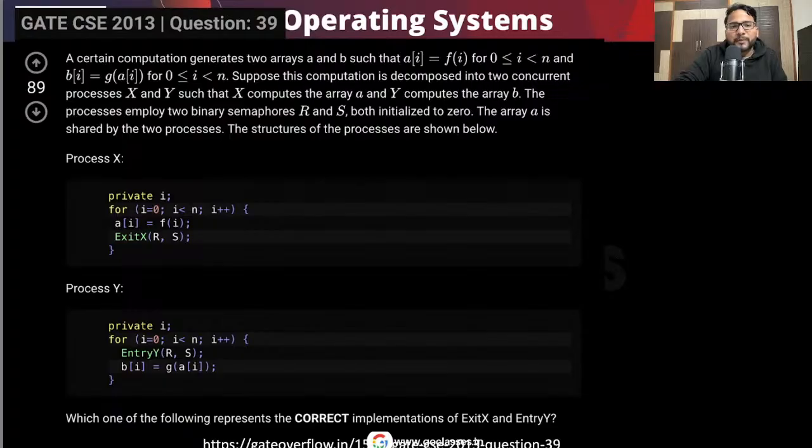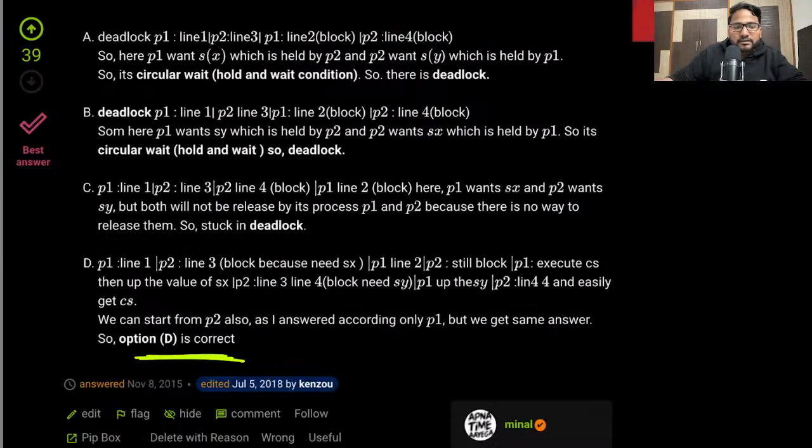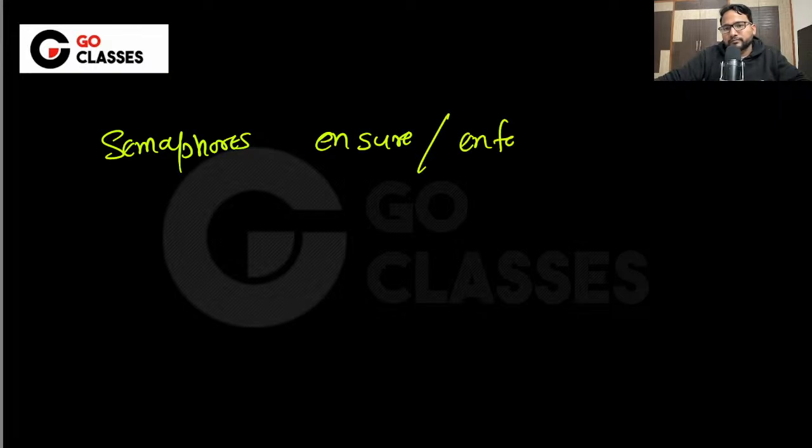Now let's solve this particular question which has been asked in GATE 2013. This question is actually an extremely nice question. Let's see what they are trying to say. You understood the order, right? I mean, the semaphores enforce the order. Semaphores ensure or enforce ordering.